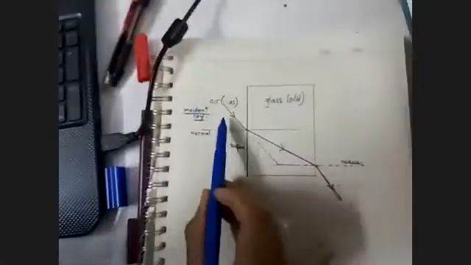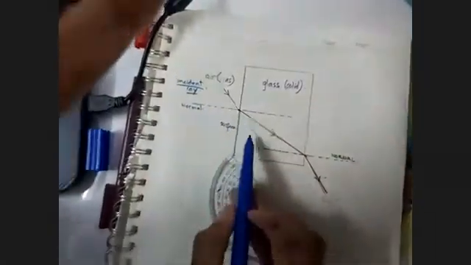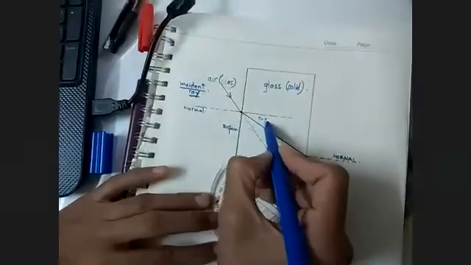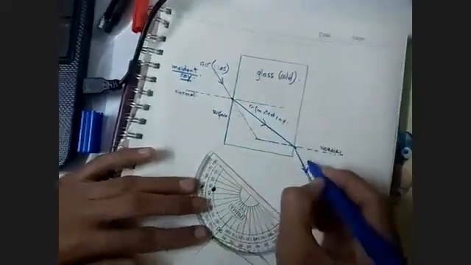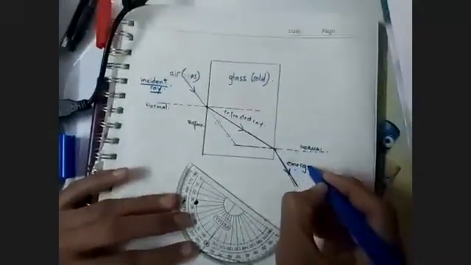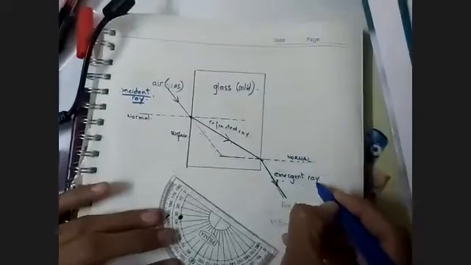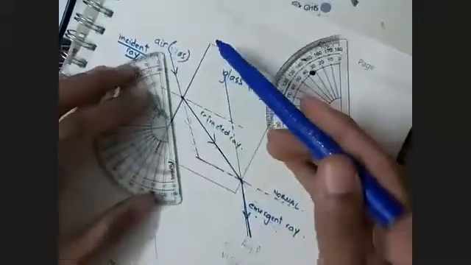So this is the incident ray. This is the refracted ray. Okay, and this is called the emergent ray. Emergent because it came out. Emergent ray. Okay, so now if you see, this emergent ray is parallel to the incident ray.